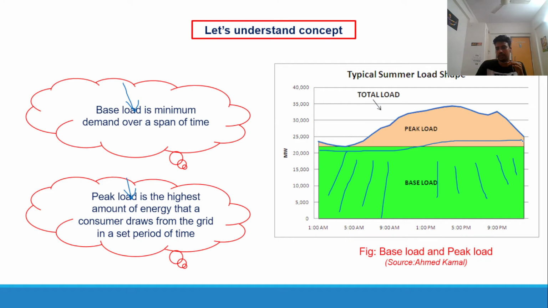This is drawn by observing the total electricity consumption trend, and a lot of effort has gone into drawing this diagram and determining the base load. So base load is basically the minimum demand over a span of time, and that demand is termed base load. And what is peak load?